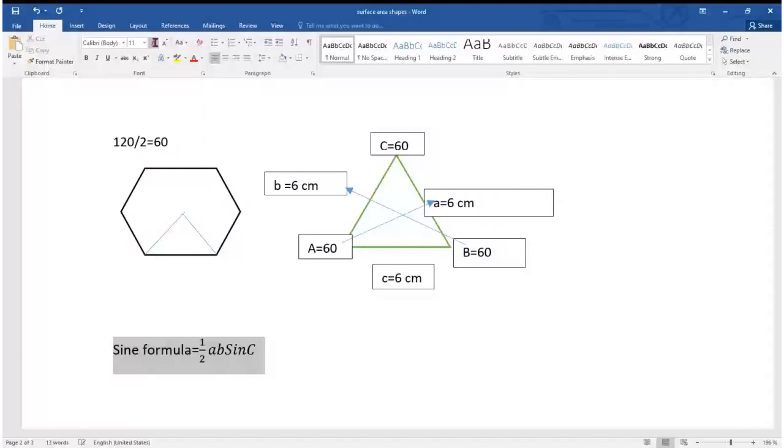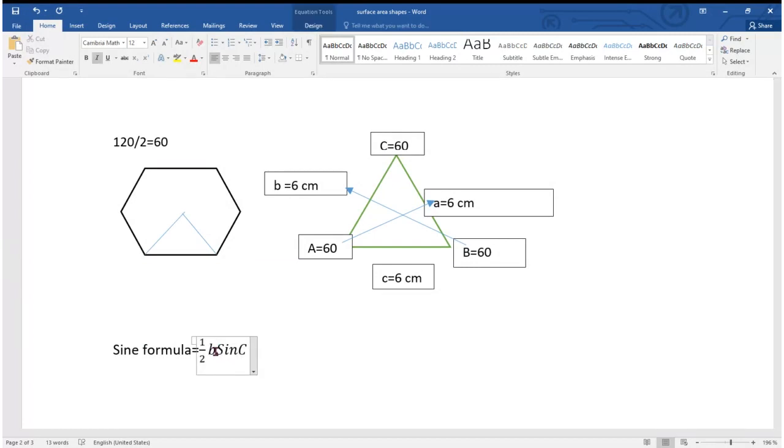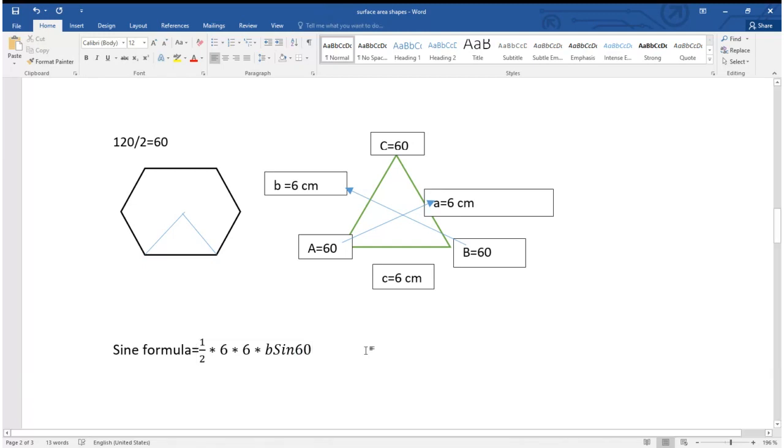So in this case, instead of saying a half A times B, A is 6. So you'd say a half multiplied by 6 multiplied by 6 multiplied by the sine of how many degrees? The sine of 60 degrees. Then you get your answer there. So this is how you find the area of this triangle here: a half times 6 times 6 multiplied by the sine of 60 degrees.